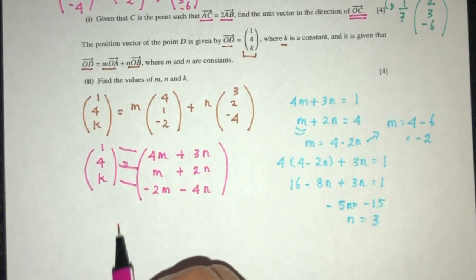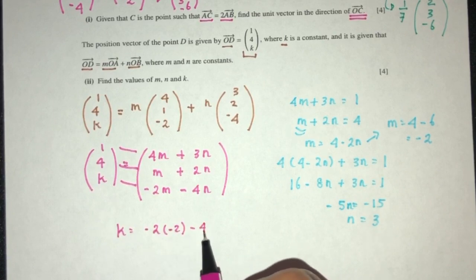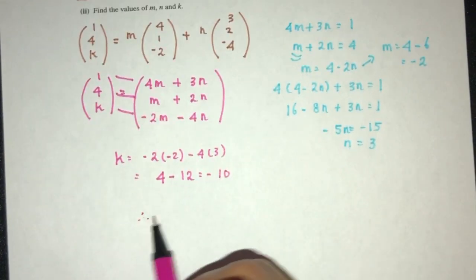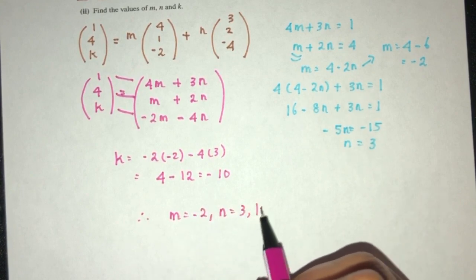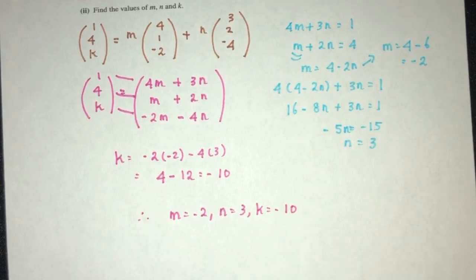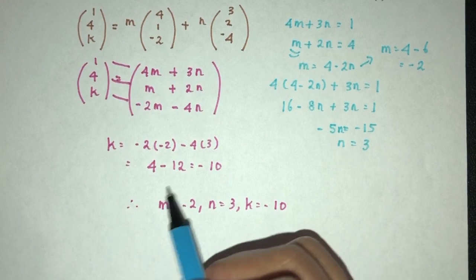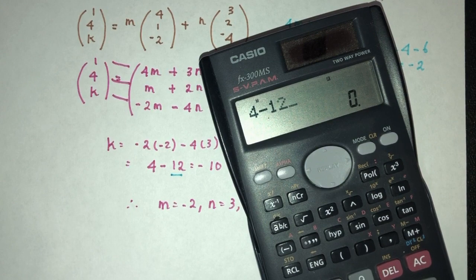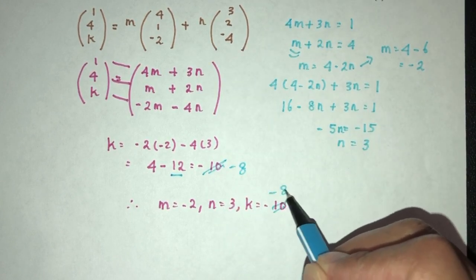So finally, K has to be minus 2 times M, which is minus 2, minus 4 times 3, so that will be plus 4 minus 12, that should be minus 10. So values of M is minus 2, N is 3, and K will be minus 10. Now, over here I did realize I made a very stupid mistake. So 4 minus 12 is what? That is definitely not minus 10, right? So 4 minus 12 is minus 8. So K will be minus 8, and that should be minus 8 as your answer over here.